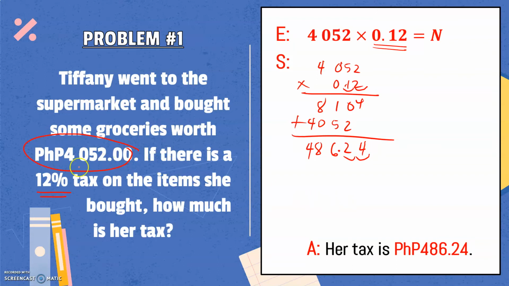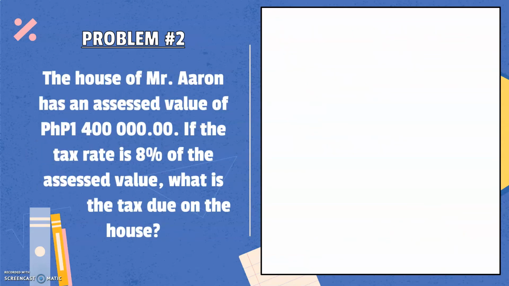So instead of just paying for 4,052 pesos, Tiffany will pay an additional 486 pesos and 24 centavos for purchasing those items. And again, this tax is a contribution imposed by the government to fund public expenditures. Now let's try some more examples.